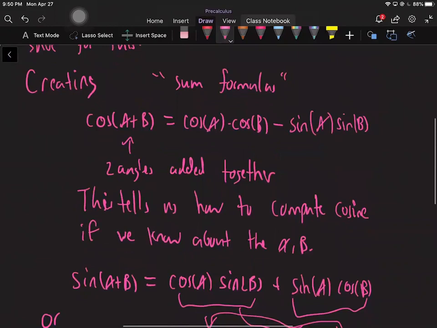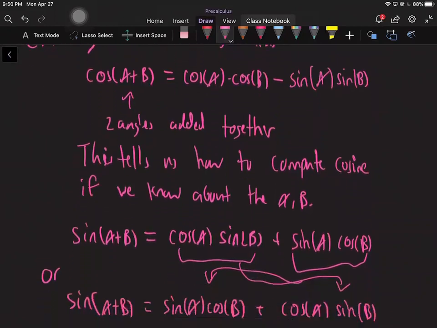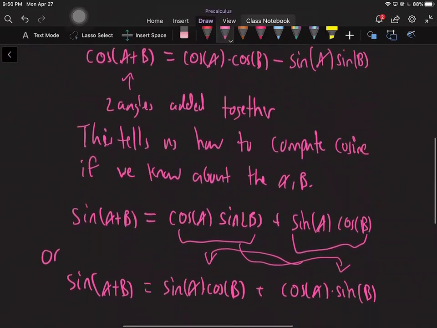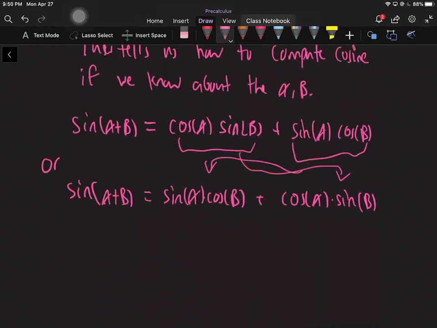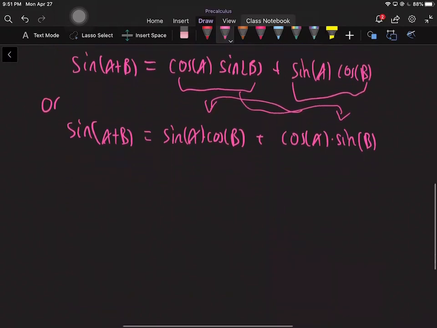and we're going to use them to do things. But for now, just enjoy. This is what they are, and they tell us how to compute sine of or cosine of the sum of two angles. And you can also change them into difference formulas by just introducing a negative and doing the whole thing I did over again.